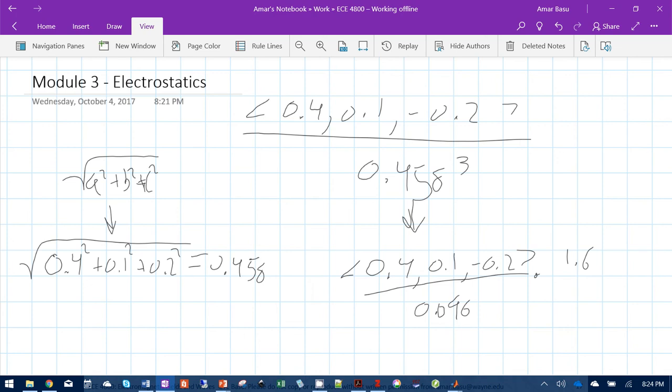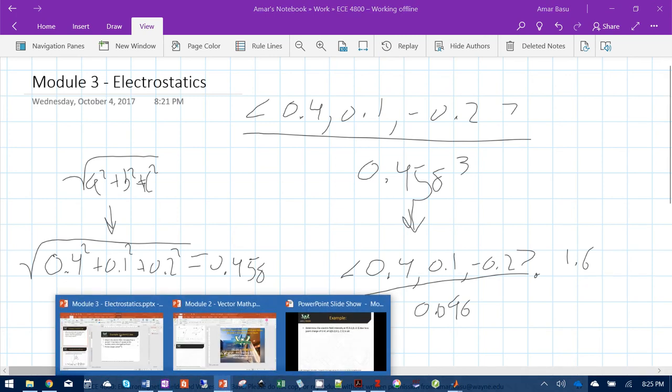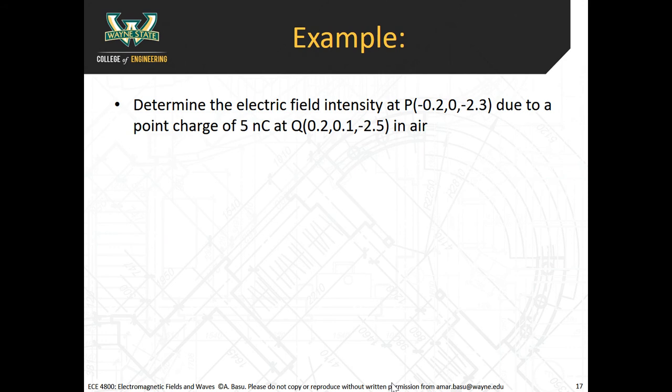So, what was the observation point? Let's go back to the question. Which one was the observation point? The charge is at Q, so P is the observation point. So the vector should be P minus Q. Okay, I did the opposite way, I did Q minus P. So pretty much the signs are all switched for all of them? Okay, I got you.